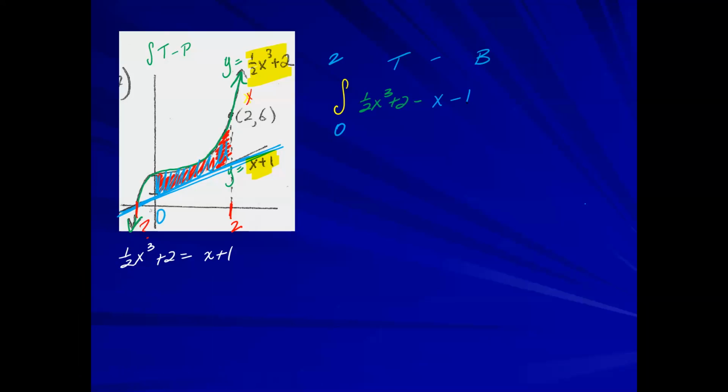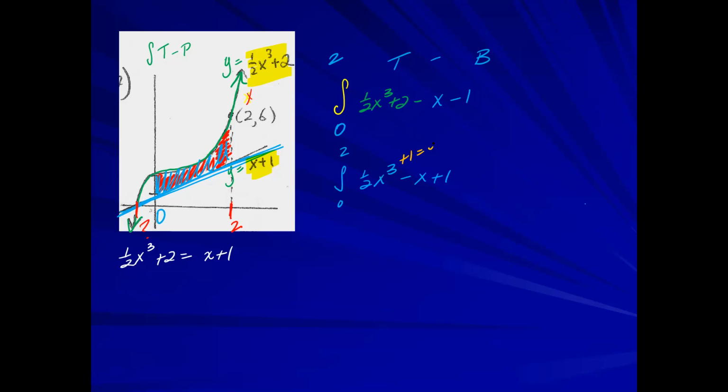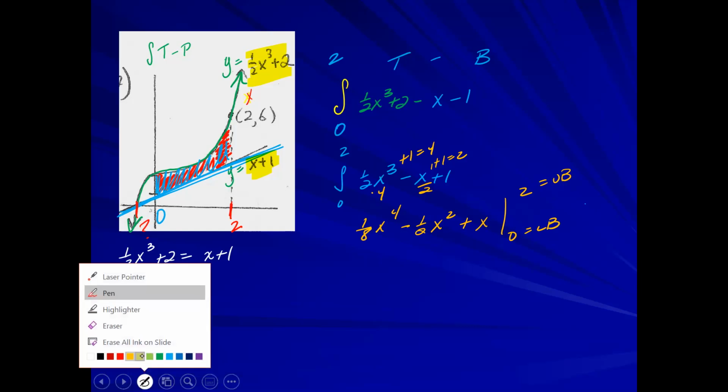At this point, I am going to take this and rewrite it. So I have the integral from 0 to 2 of 1/2 x cubed minus x plus 1. Let's go ahead and evaluate this. Evaluating this, 3 plus 1 is a 4, divided by 4, so that gives me 1/8 x to the 4th, minus 1 plus 1 is a 2, divided by 2, 1/2 x squared, plus 1, the integral of 1 is just x. I'm going to evaluate that from 0 to 2. 2 is your upper bound, 0 is your lower bound. And remember, it's always upper bound minus lower bound.